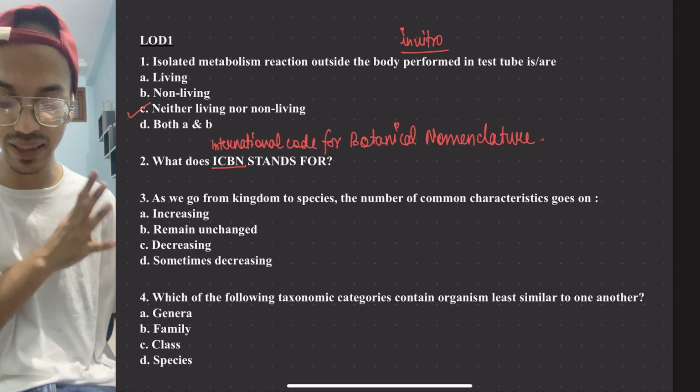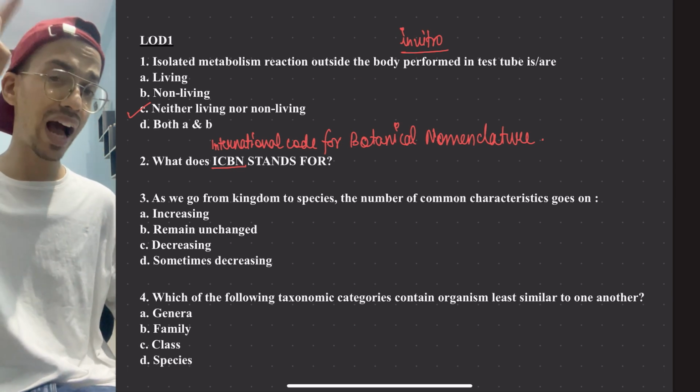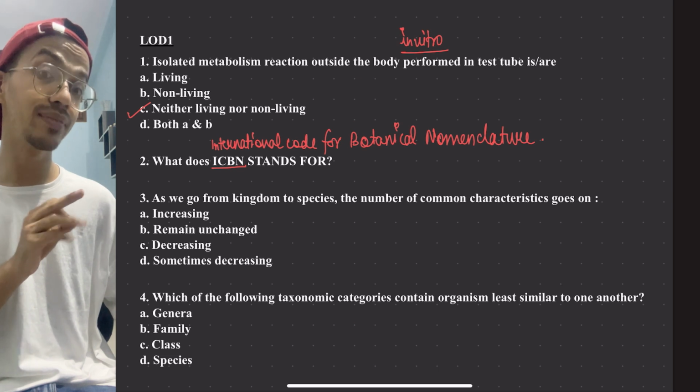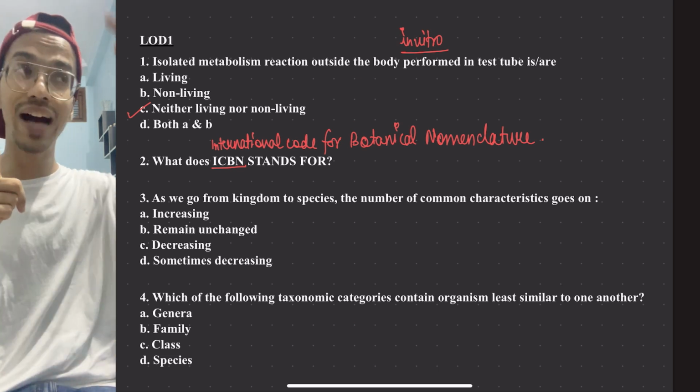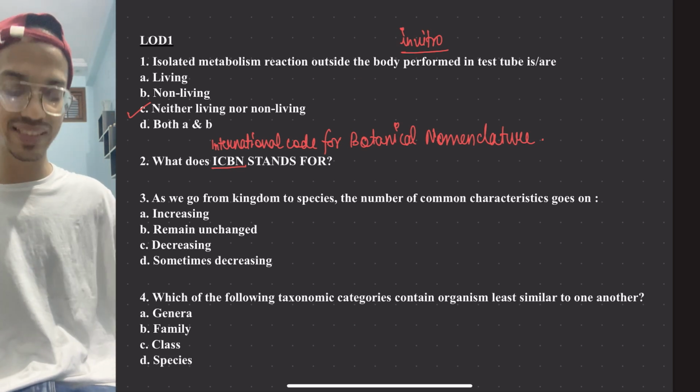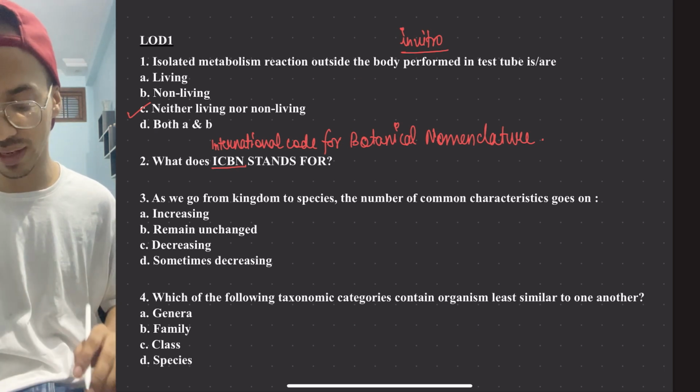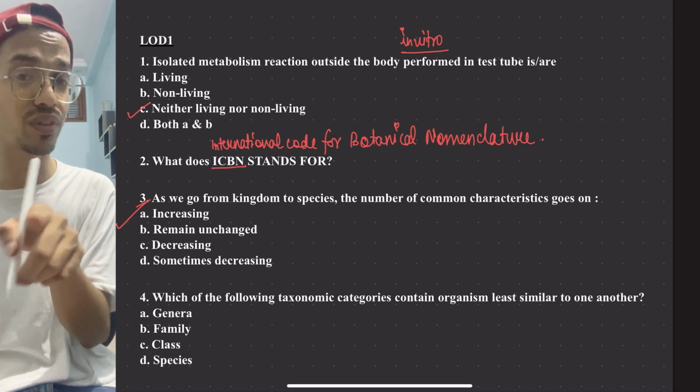As we go from kingdom to species, meaning higher to lower level, the number of common characters goes on. I gave you the question. As you go down, similarities increase, so common characters will increase. So it will increase over here. Go back and see that part of the videos again.